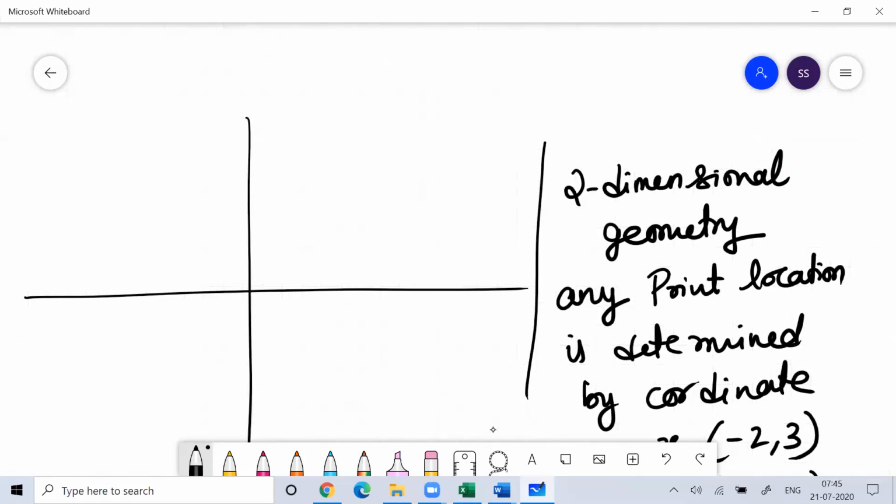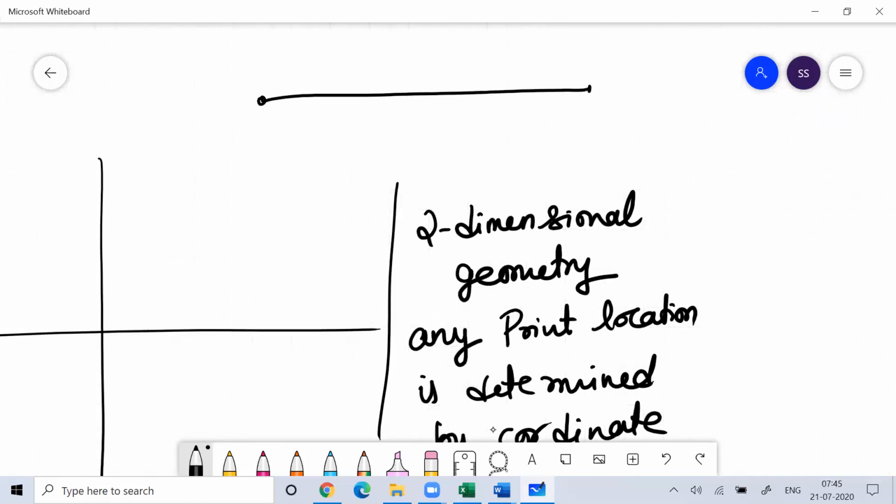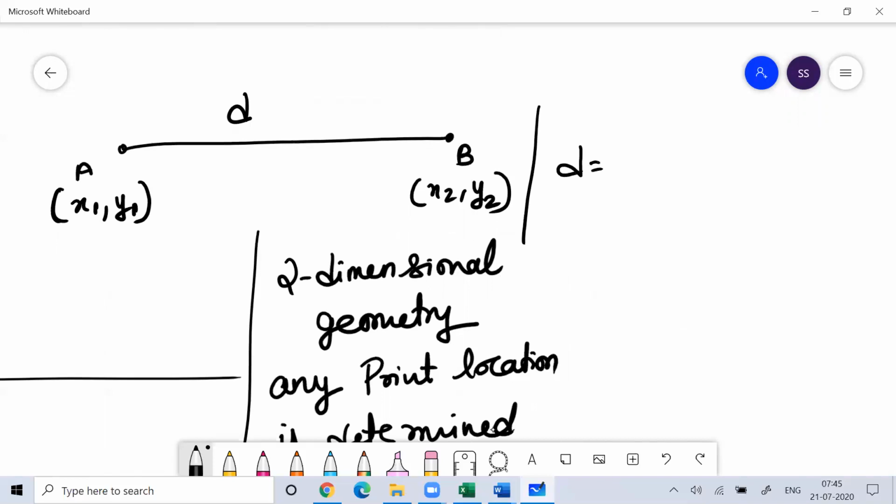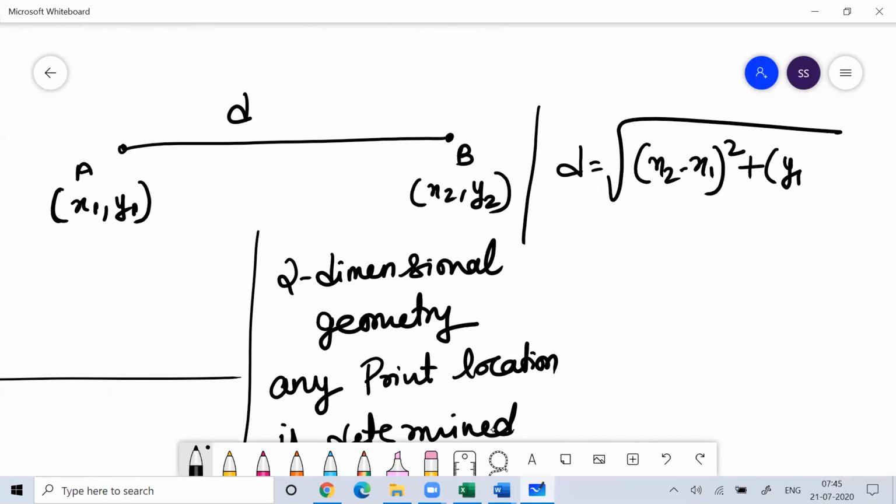So in coordinate geometry, we understand the points. Suppose 2 points are there. This is A, this is B, and the coordinate of this point is x1, y1. The coordinate of this point is x2, y2. We measure the distance between these 2 points. The formula is the square root of x2 minus x1 squared plus y2 minus y1 squared. This is the formula through which you can determine the distance between the 2 points.